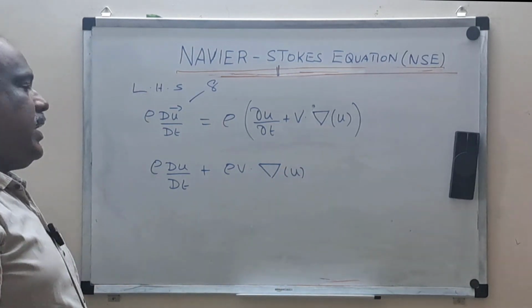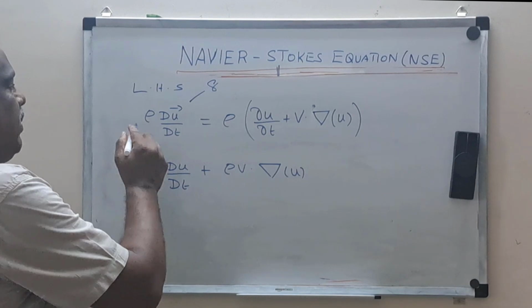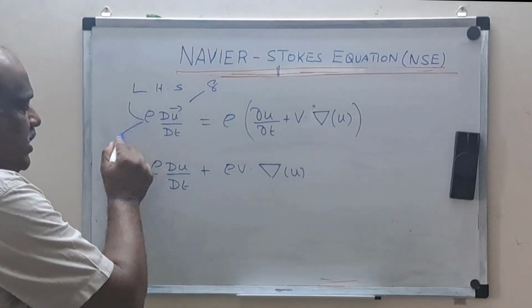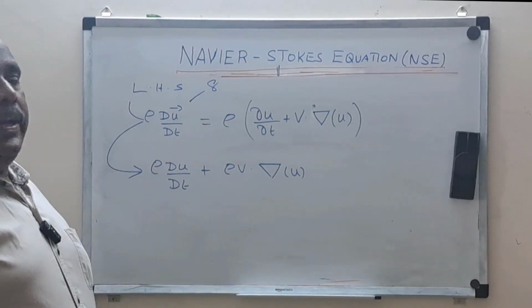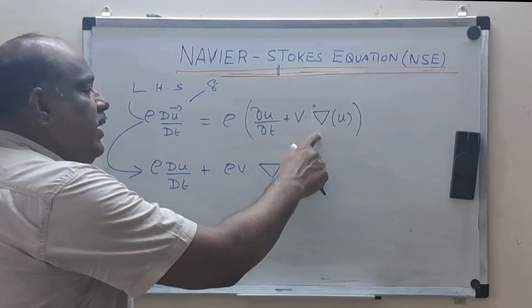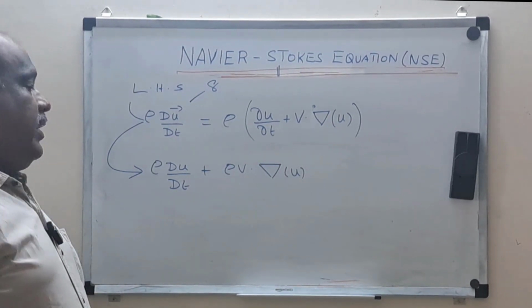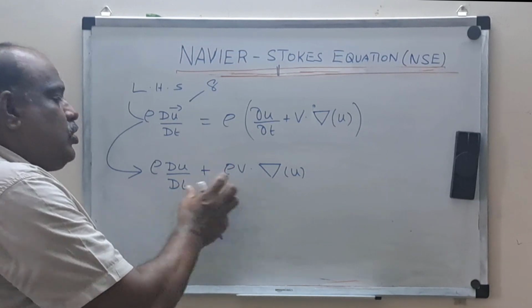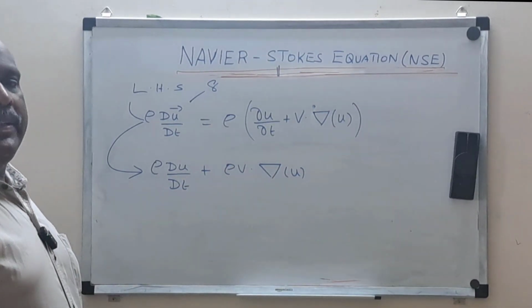Del of u. So this is the LHS now. Earlier my LHS was like this. Now this has been transformed into what? Rho into du by dt plus rho v into del of u. I hope you can get it. Now we want to substitute the value for these two terms so that we can complete the LHS.